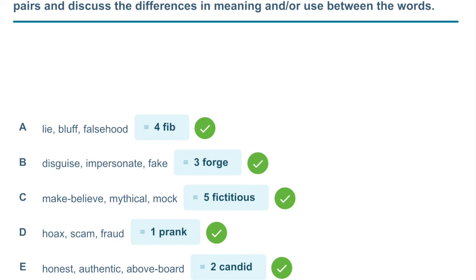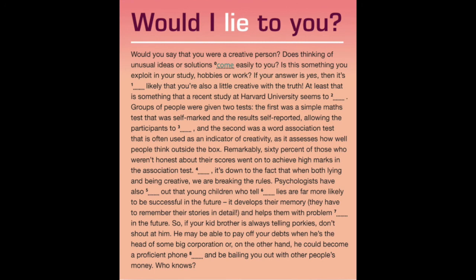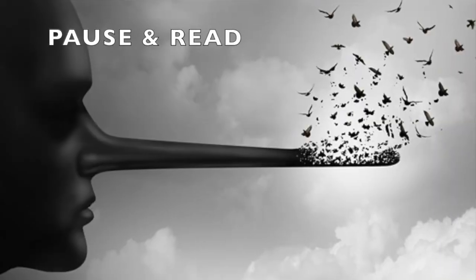I hope that this grouping helps understand the words better. Let's continue. Now we go to activity 5. It says read the article, what do recent tests show? So this is the article we are talking about. The idea is that you take a minute and give a quick reading. So you should pause now. And when you press play again, I'm going to show you the main idea of the article and see if you agree with me.